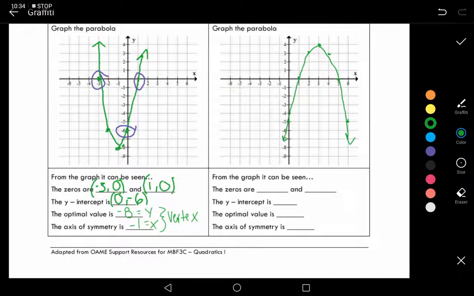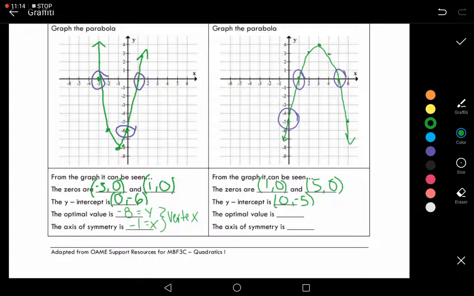So from that graph, we need to figure out this information. So again, the zeros are just where we cross that x-axis. So I can see that that is occurring at 1 and 5. So when I write those, it will be 1, 0, and 5, 0. Okay, so we have those coordinate points. The y-intercept is where I'm crossing that y-axis. So again, I just look, and I can see that point is at -5. So that coordinate is going to be 0, -5, right? Because x is 0, y is -5.